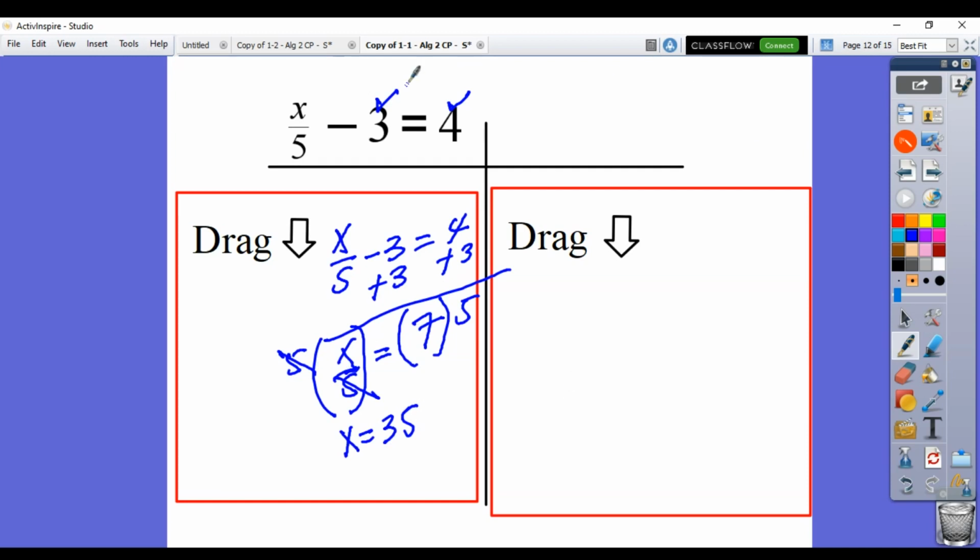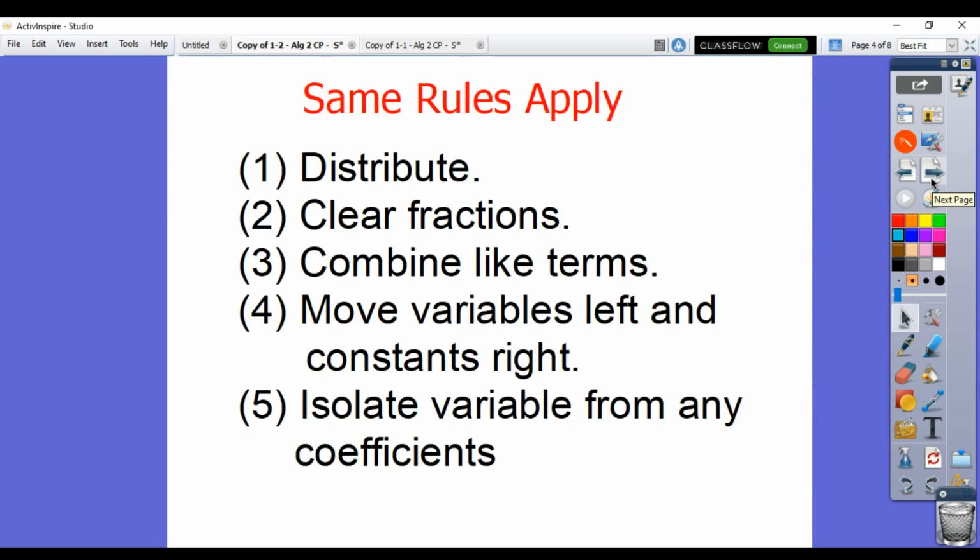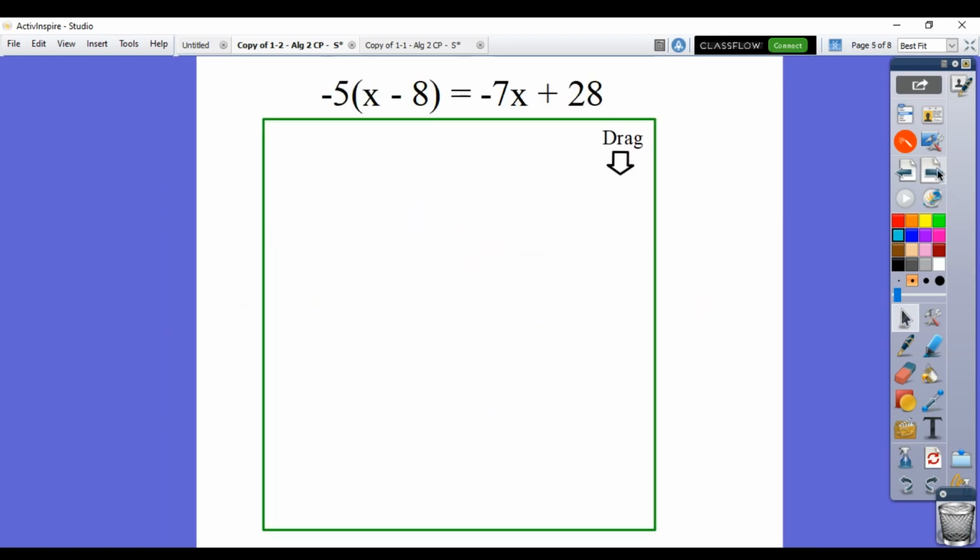Okay, very simple, right? Let's now go to solving equation when there's a variable on both sides. Same thing applies. You have to distribute, you have to clear the fraction, combine the like terms. You can move a term from left to right, and you should be able to isolate the variable. Okay, so in this case here, I'm gonna work it out for you guys.